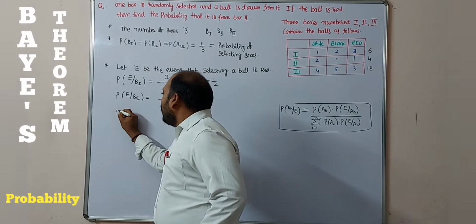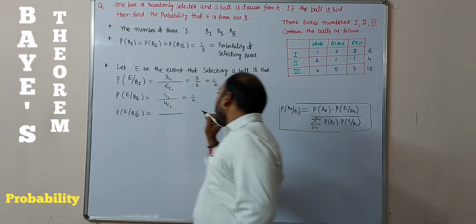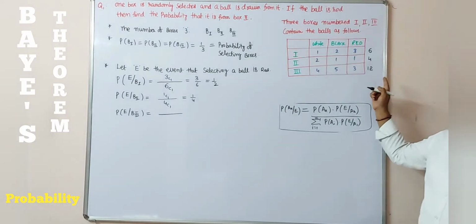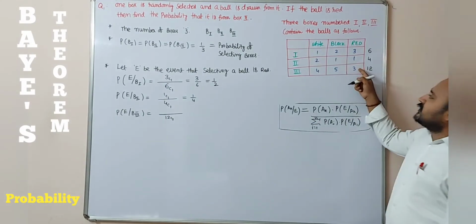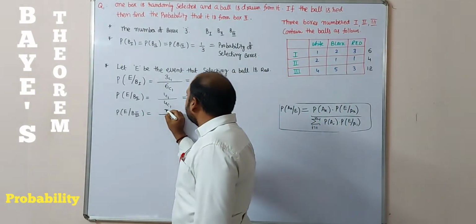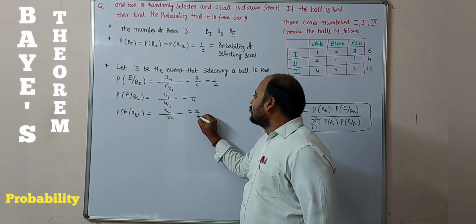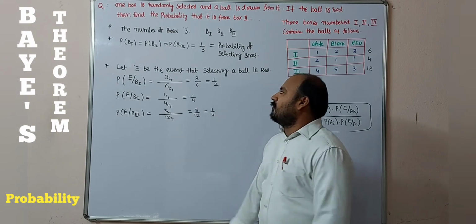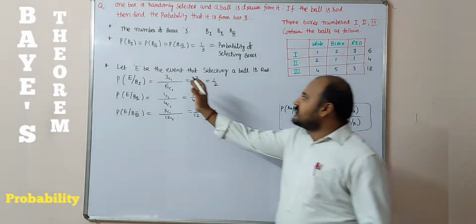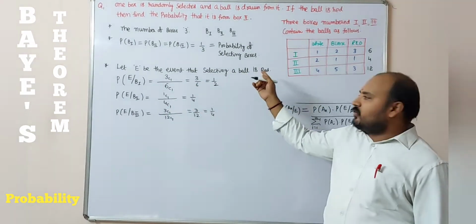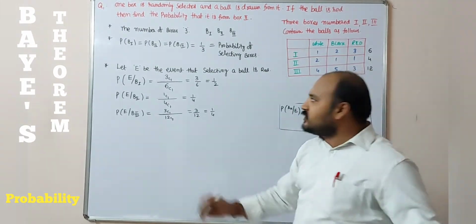Similarly, the probability of selecting a red ball from box 3: total how many balls are there in the third box? 12 balls are there. Out of 12, I can select 1 ball in 12C1 ways. How many red balls are there here? 3 red balls are there. We can select 1 ball in 3C1 ways. So 3C1 is 3, divided by 12C1 which is 12. So 3 ones are 3, 3 fours are 12, that is 1 by 4. We got the respective probabilities of the ball being red with respect to different bags. Till here I hope you understand, dear students. We will move on to the next step.